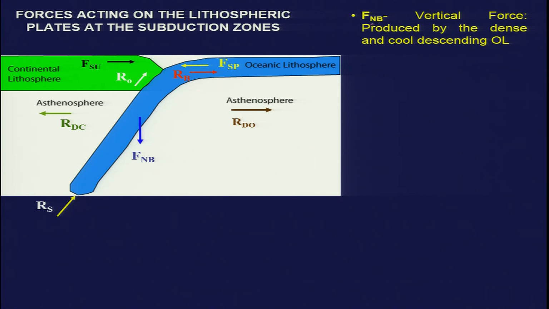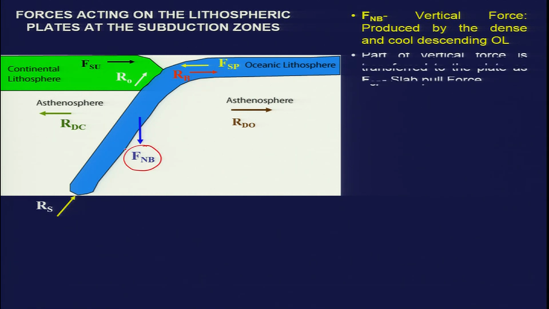F and P is the vertical force produced by the dense and cooling descending oceanic lithosphere. Part of the vertical force is transferred to the slab, and that has been termed the slab pull force, and that is over here. This is because of the drag which is taking place along the subducting plate, and this slab pull force will be effective in this region.